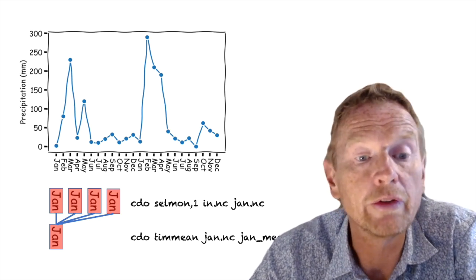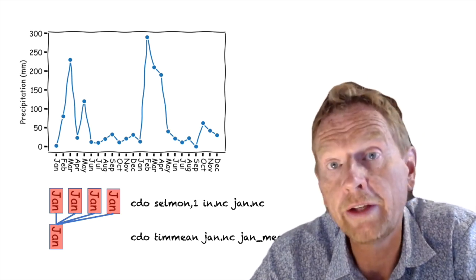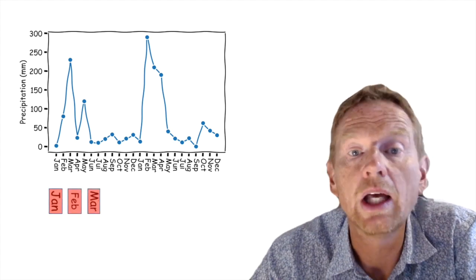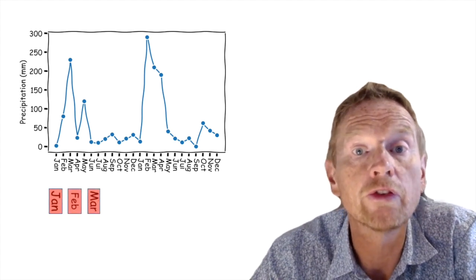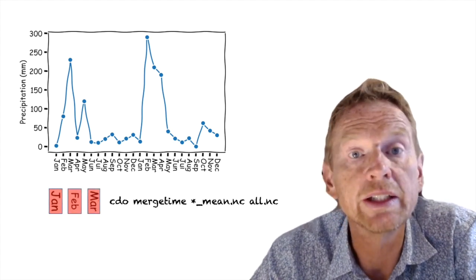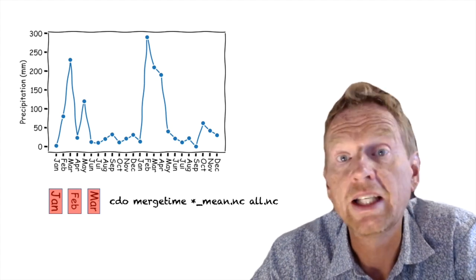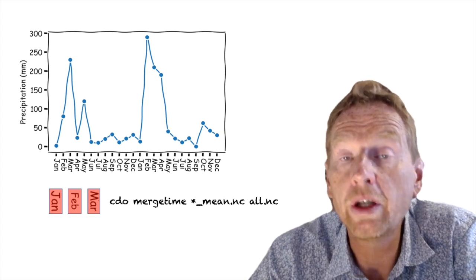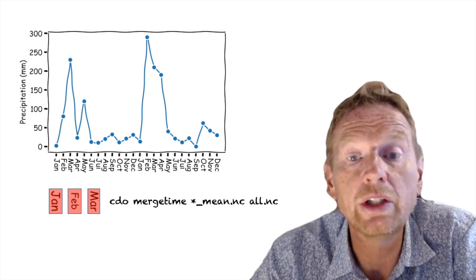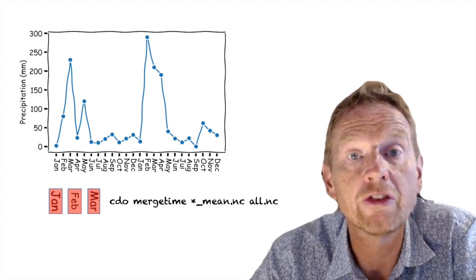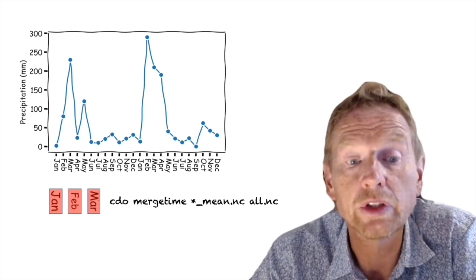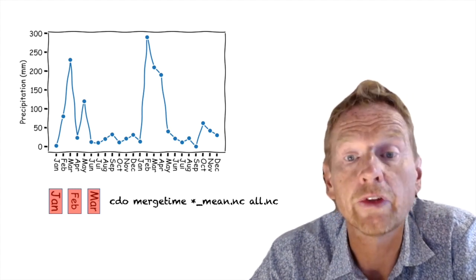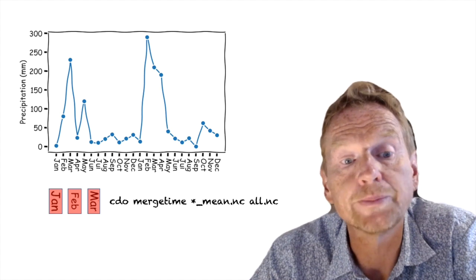We could carry on and do this then for all of the Februaries and all of the Marches. Eventually we have a whole series of files. And then of course we need to merge these using mergetime. This is very long and convoluted. Luckily for us, we don't need to do this. We can actually use a built-in command that allows us to calculate seasonal cycles and also diurnal cycles. So let me show you this now.